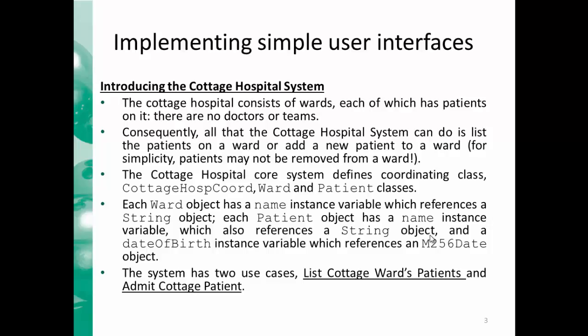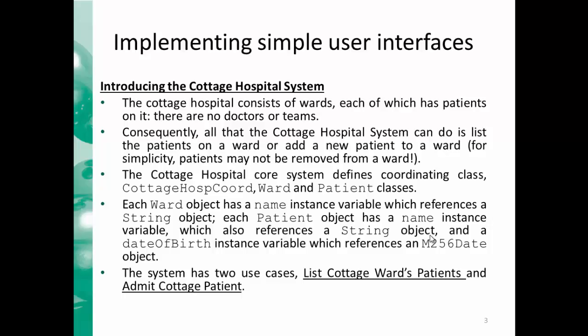The chapter or the unit will use the Cottage hospital system, which is a smaller system than the hospital system described earlier. The Cottage hospital consists of wards, each of which has patients in it. There are no doctors or teams. This makes things easier for us to study the implementation of the user interface for such a simple system.